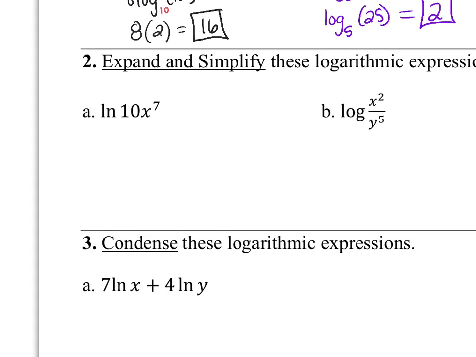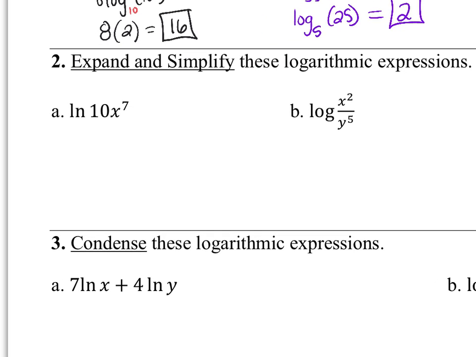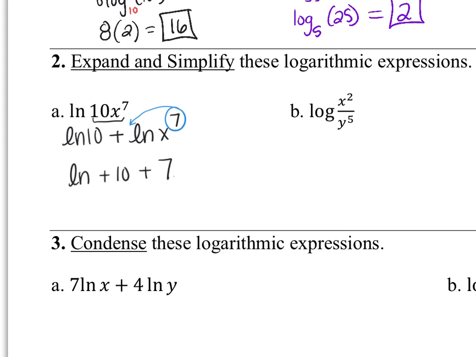Number 2, expand and simplify. So we are expanding, so we're moving from one log to multiple logs. This becomes natural log of 10. This was multiplication, so we're going to expand it to be addition, natural log of x to the 7th. Last thing we do is bring this 7 to the front. So our expanded version is natural log of 10 plus 7 natural log of x. Just natural log of 10, not plus 10.